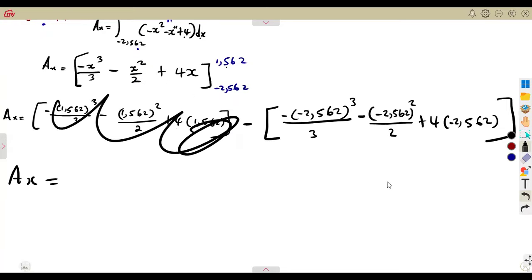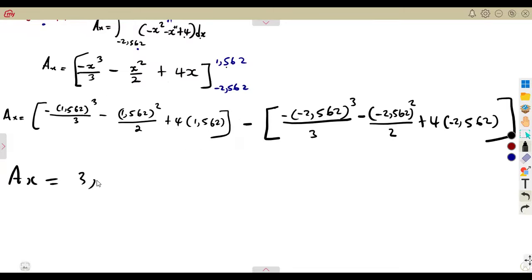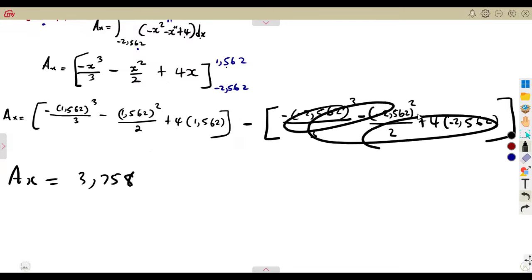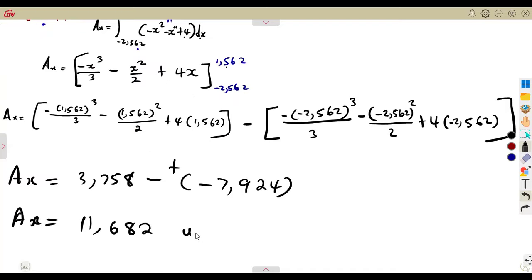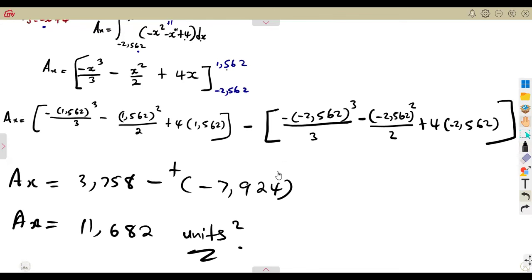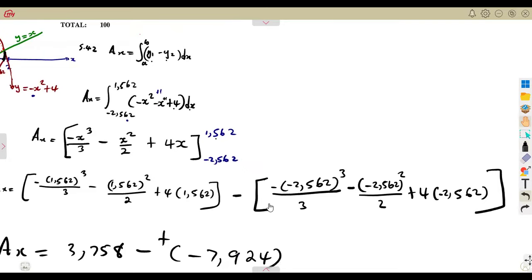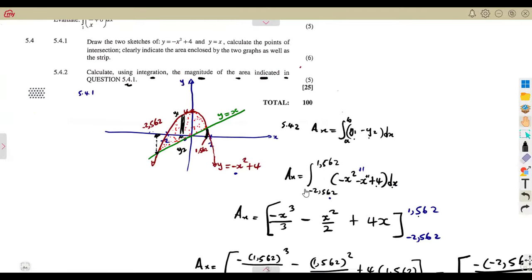So simplify this. You're going to obtain something like 3.758, and this other part is going to give us a negative 7.924. So simplifying these together, negative, negative, that's a positive. So we've got the area with respect to x, which is 11.682 square units. Area is measured in square units. So this is what you were actually supposed to have or obtain in this question paper.